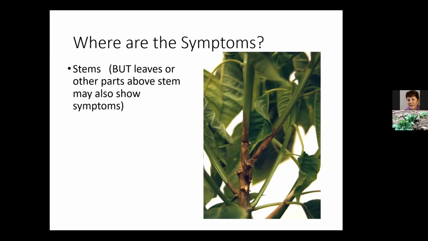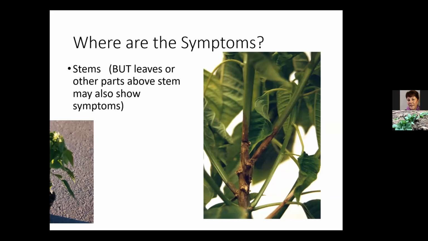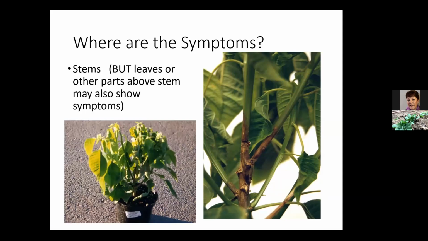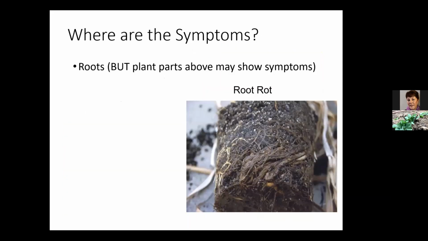And so these stem and leaf symptoms can be expressed, but it may be the roots are having the problem. And so sometimes we have to look at the whole entire plant in order to figure out what's going on. In this case, this is what it looked like, this picture on the left here. And then if you pull it out of the pot, you may see something that looks like this. The roots are brown and mushy, and so there's an indication that that's a root rot.